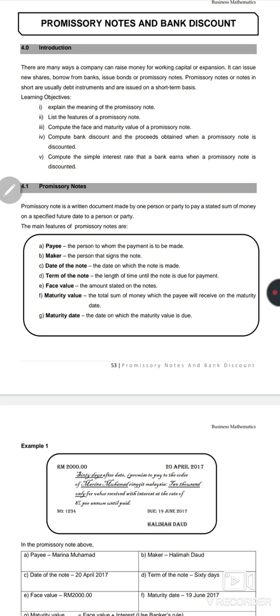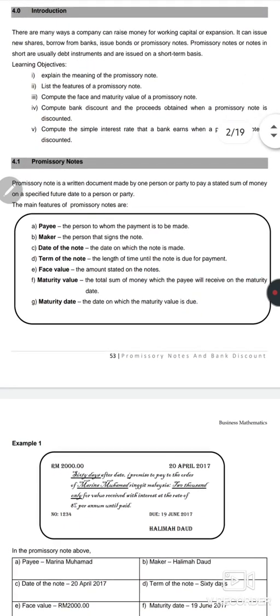For the first part of chapter 4, let us discuss promissory notes. A promissory note is a written document made by one person or party to pay a stated sum of money on a specified future date to a person or party.